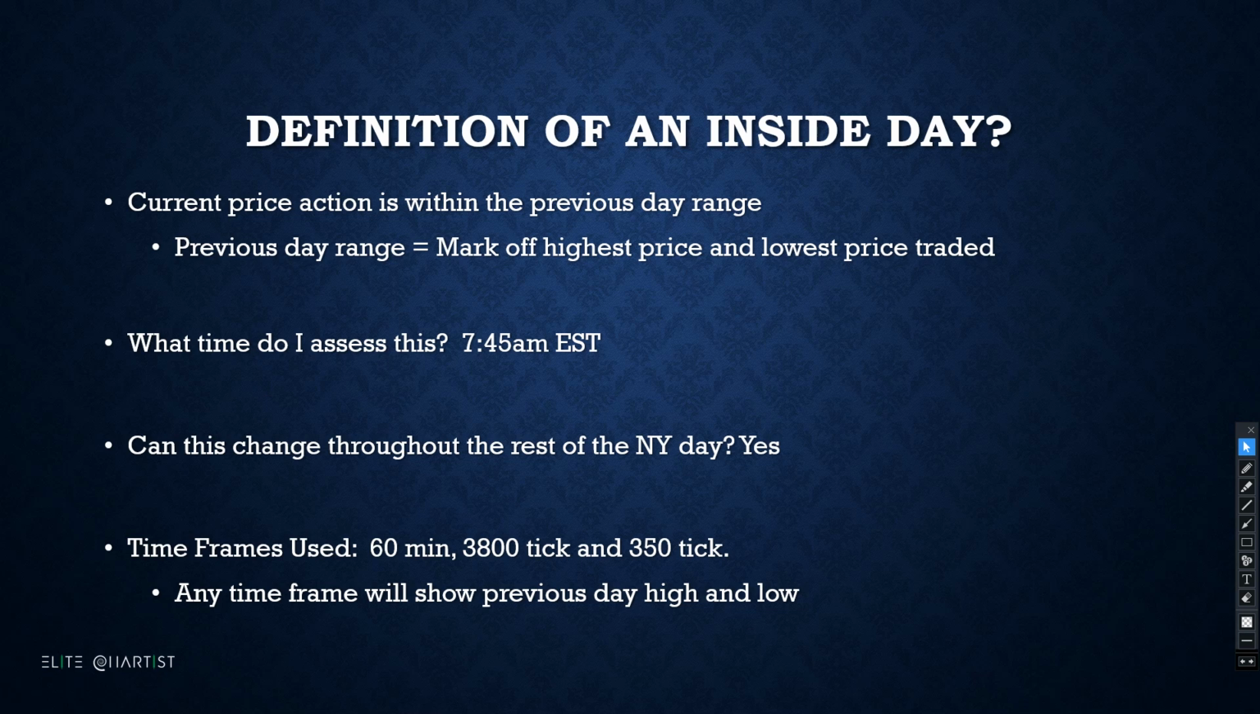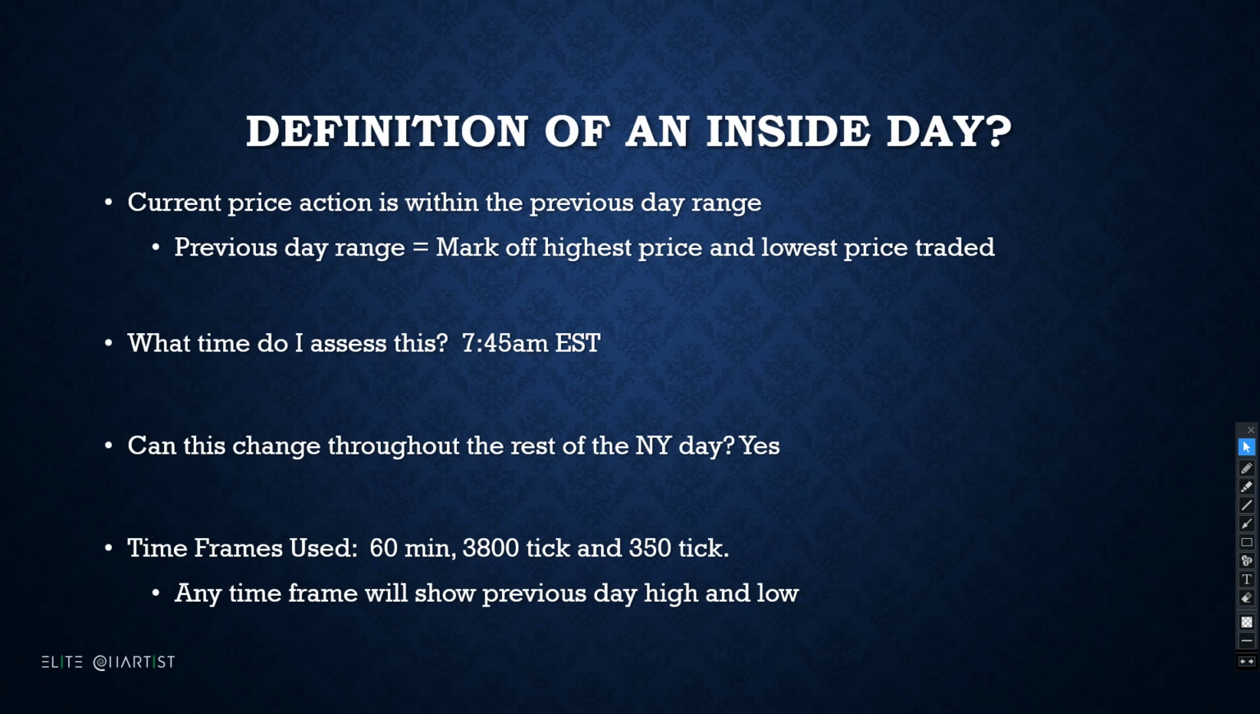Now, you can start inside at 7:45, and then maybe at 9, maybe at 9:30, maybe at 10 a.m., you can come out of the previous day range and turn into a trending type of day. So this doesn't mean we stay inside for the rest of the day. This is one time that I'm assessing it, and then situations, of course, can change in trading. And you need to have a method for determining when that situation has changed.